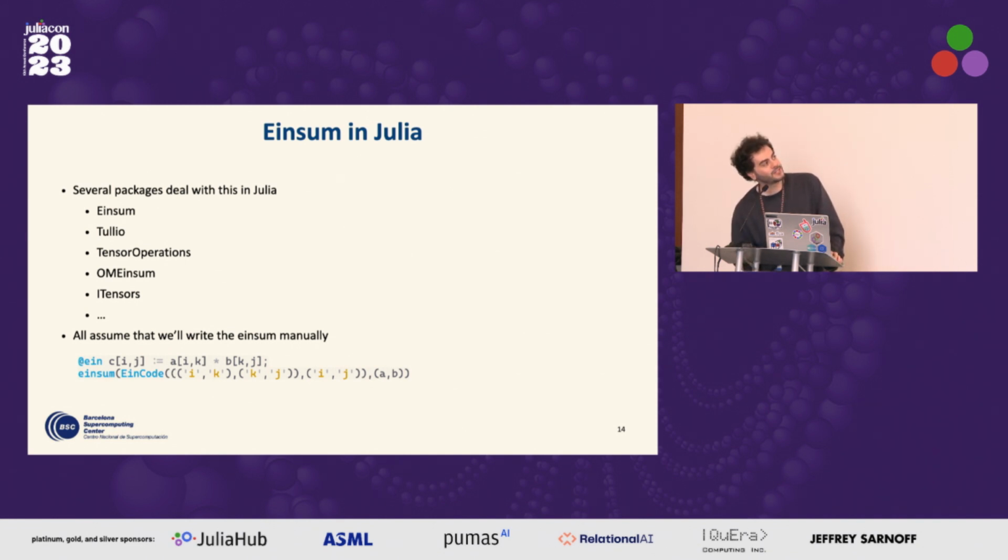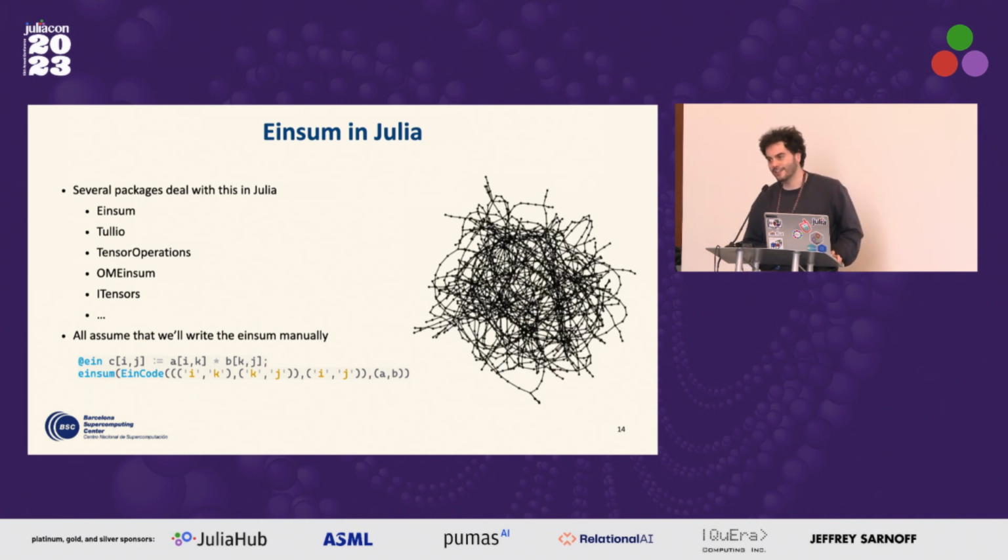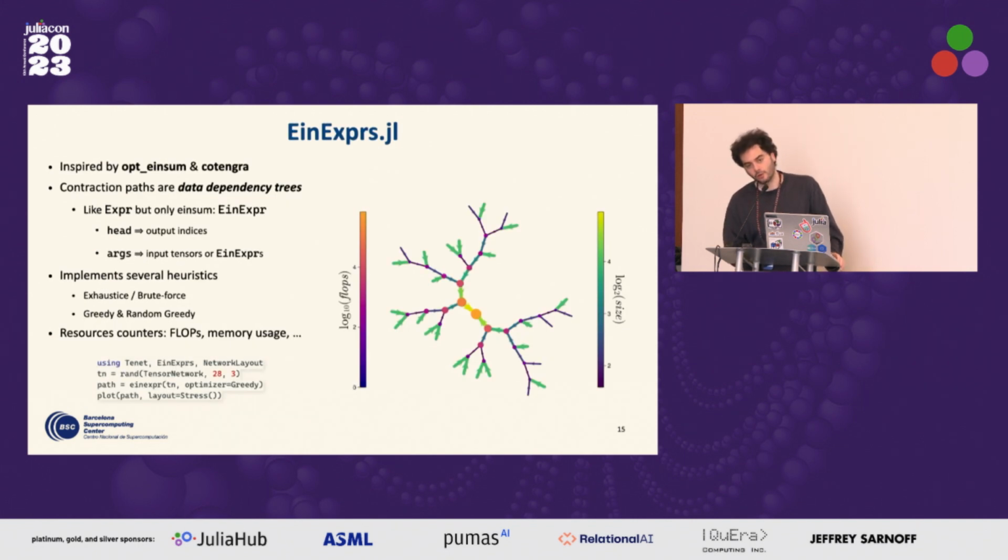But okay, what happens if you have a graph like this? You run out of letters. It is actually not very useful to type an einsum string like that. So in order to deal with this kind of graphs at large scale, because at BSC we have supercomputers and we are interested in large scale tensor networks, we developed this library called NExpressions. It's inspired by Python libraries of the ecosystem, like opt_einsum and Cotengra. They deal with very large tensor networks.